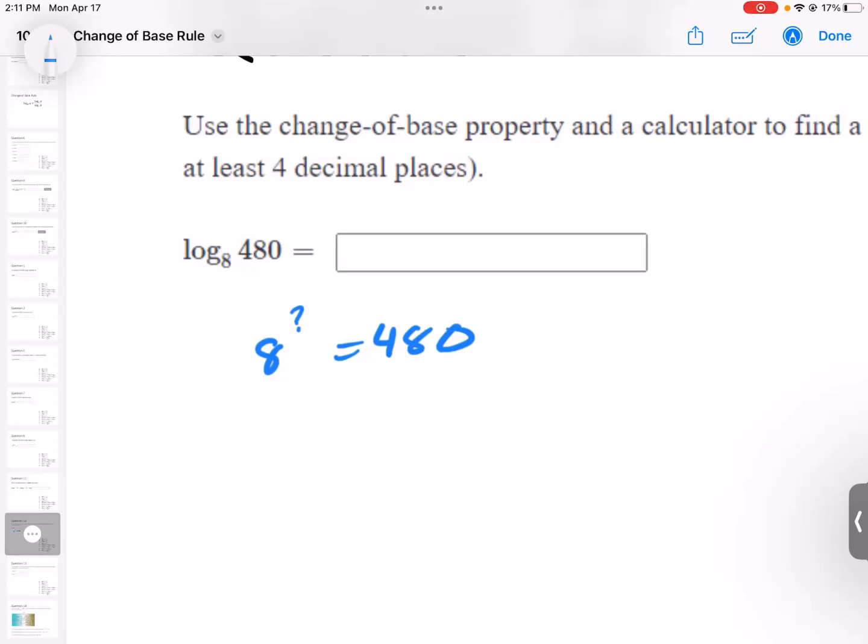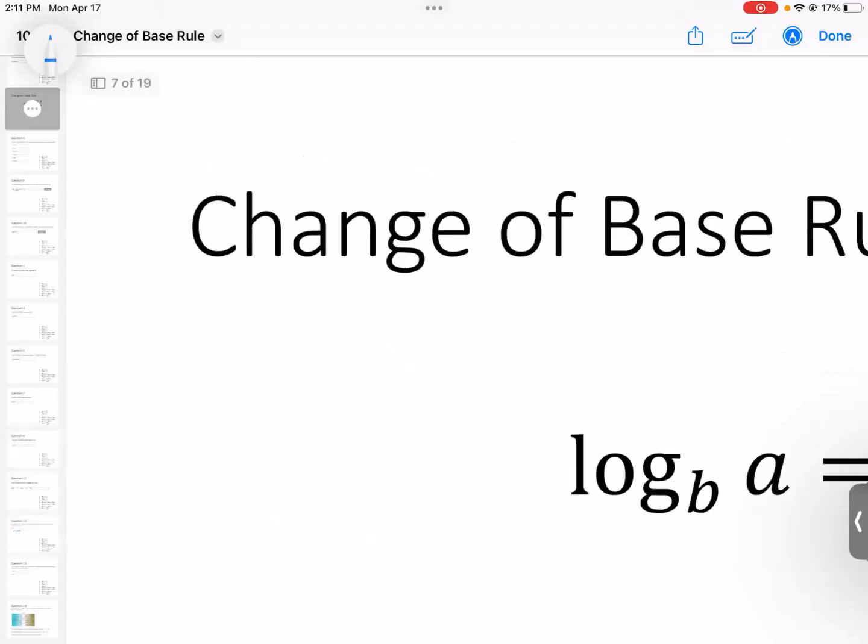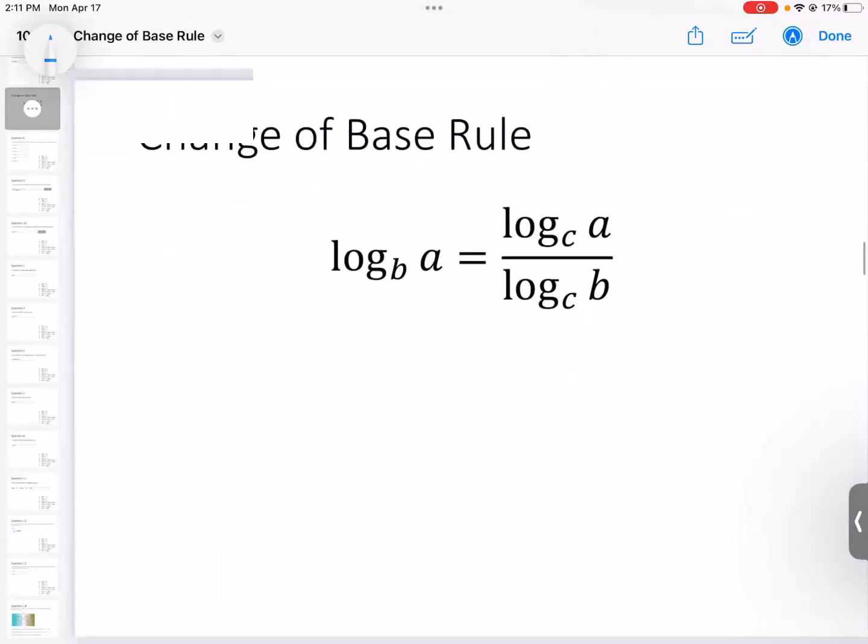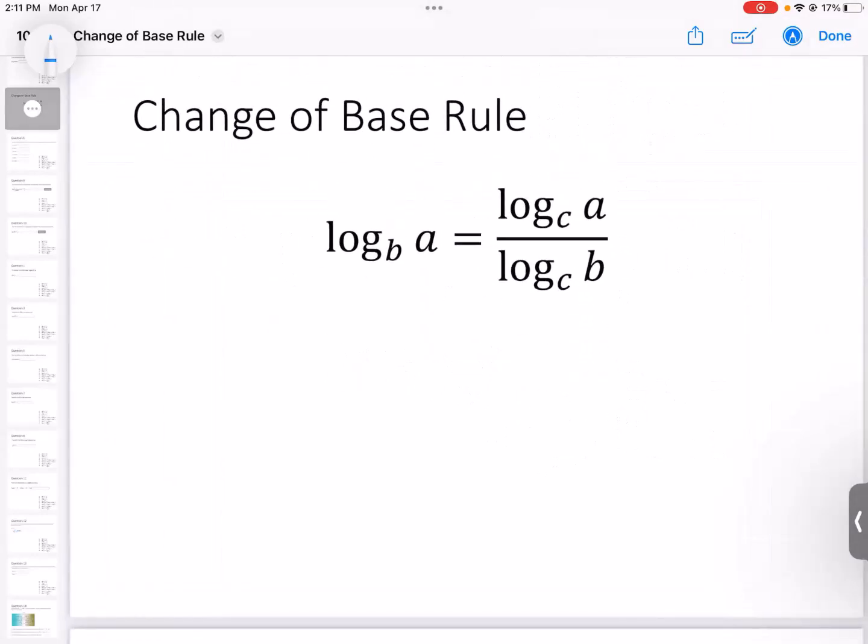And so this is where we use the change of base rule. The change of base rule says that you can take the log of any base of a number and you can change the base. If you change the base, this logarithm will be equal to this fraction. And you can change this to any base. So you could choose to have C be 5 or 12 or a million or whatever you want it to be. However, it's usually smart to choose it to either be 10 or e because those are the ones that your calculator can calculate.